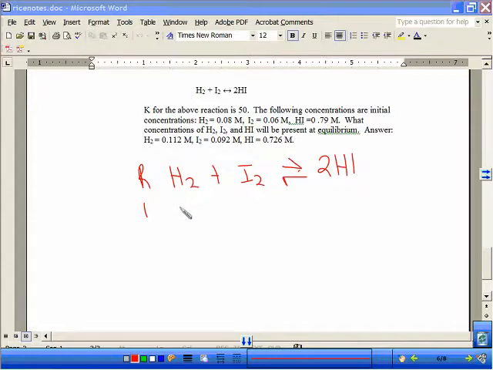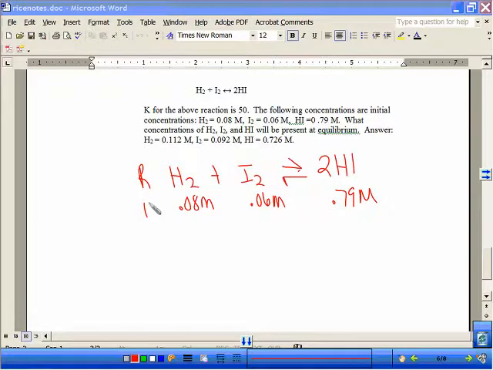It tells us the initial amount of this one is 0.08. The initial amount of this is 0.06. And the initial of this is 0.79. Now, the initial amount of the product is 0, and since they didn't give us any hints down here, I cannot actually know where my pluses and minuses are going to be. I don't know if it's going to be making more product or making more reactant.